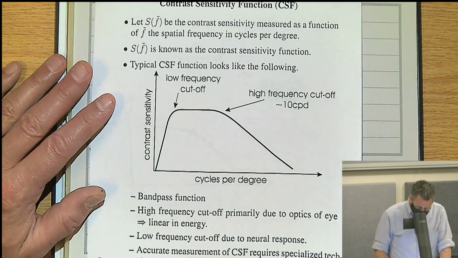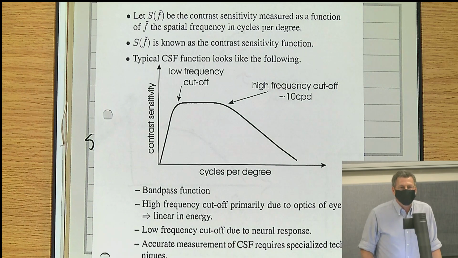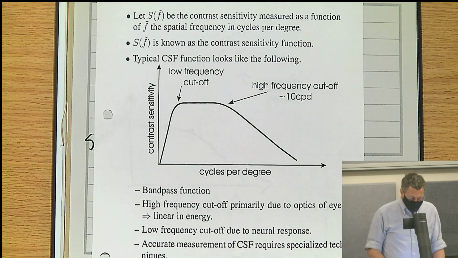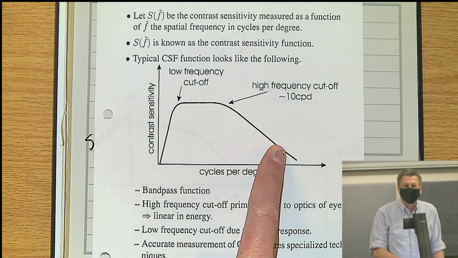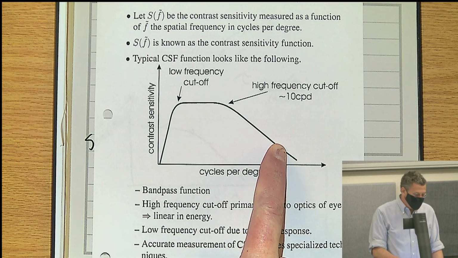Now this is very important because in imaging applications, for example, one of the things we'll talk about is image compression. If you do image compression, you don't need to maintain all the very high spatial frequencies here because you can't see them. Another example would be halftoning.